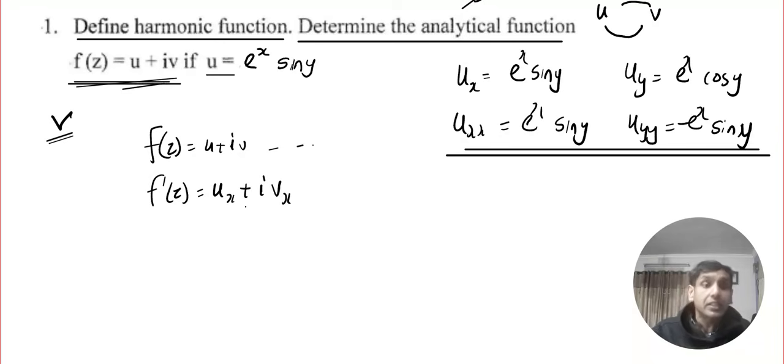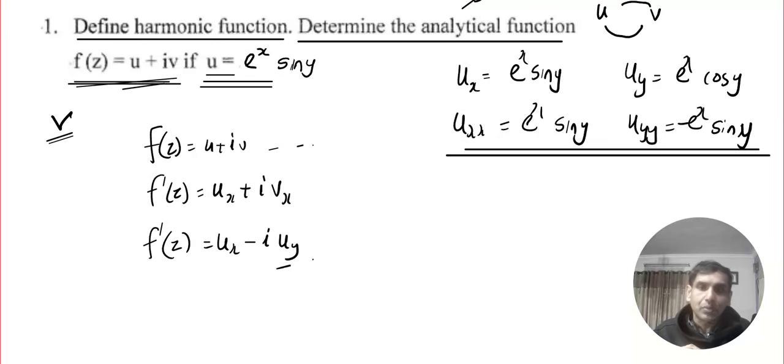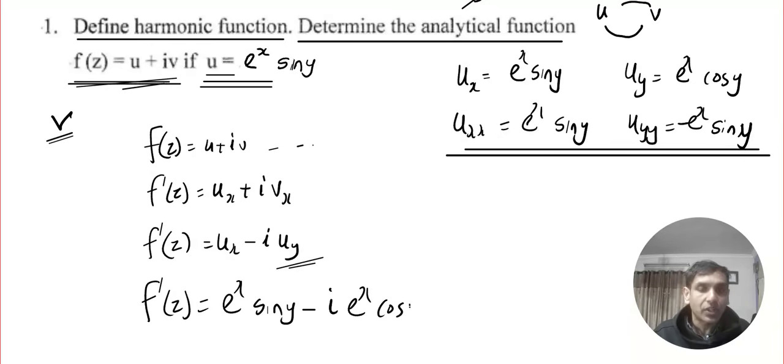From where did we get it? CR equation. Now, I'm going to convert everything into u or v. U is given, so I have to convert it into u. So, ux minus i uy. Come on, explain it to yourself. So, f dash z equals, I got the values here. e power x sin y minus i times e power x cos y.